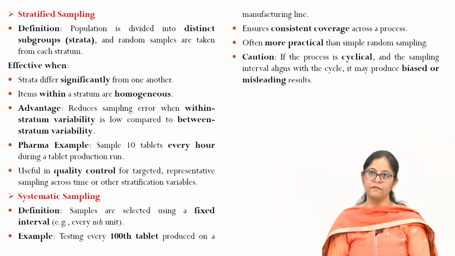Strata differ significantly from each other. Items within a stratum are homogeneous. So, these are the two major criteria which have to be followed in stratified sampling.